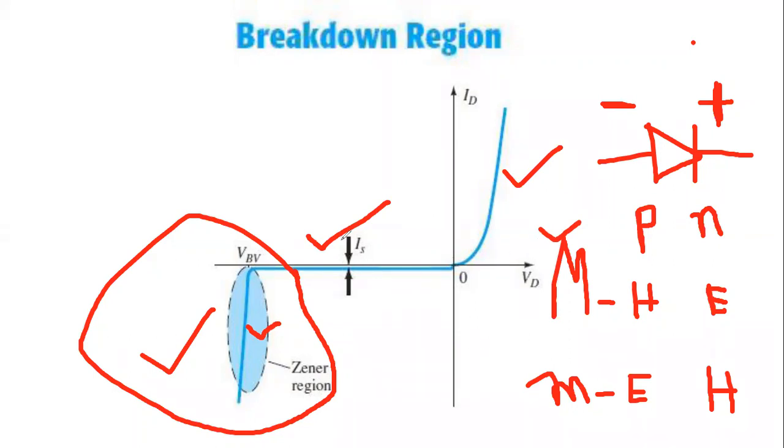But when the reverse bias or the negative voltage is applied, you see the connections of minus in the P, plus in the N. At that time, a very small amount of current, a very small leakage current, negative current, flows, which is negligible.